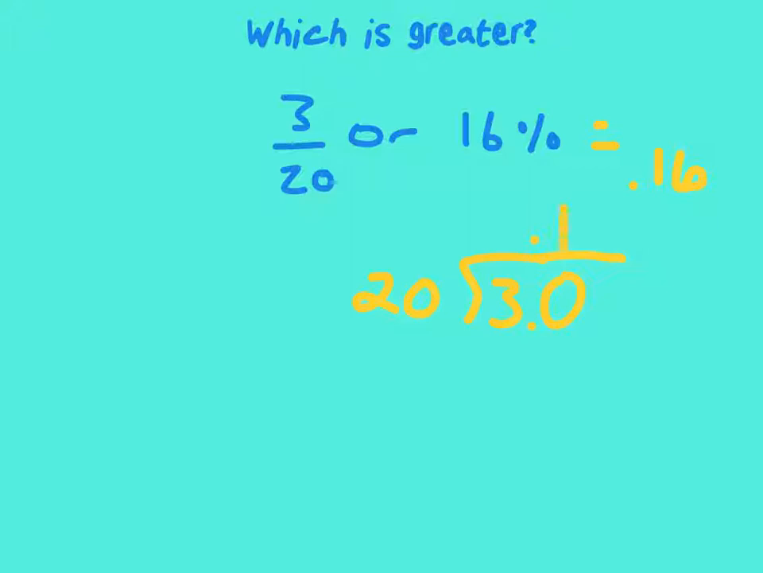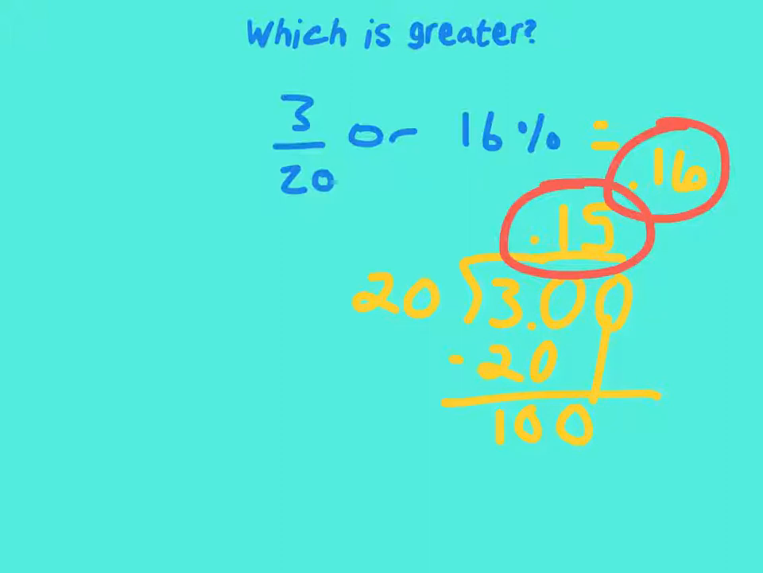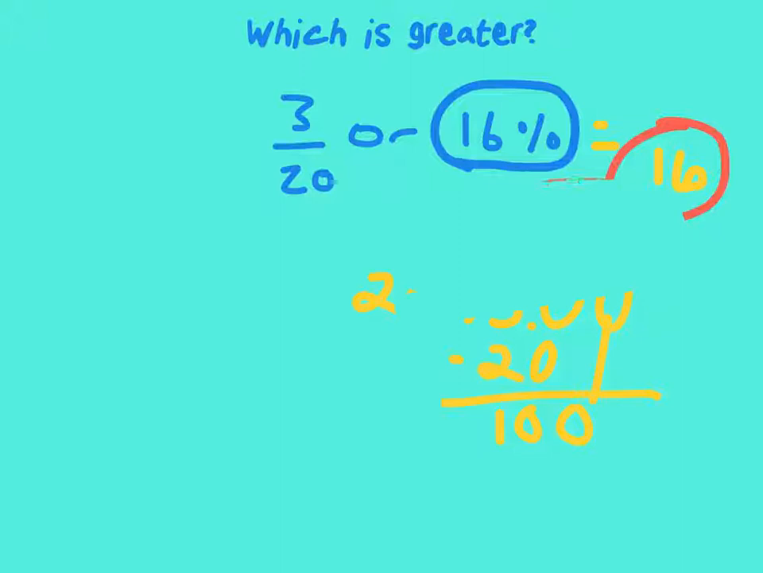20 goes into 30 one time. 20 times 1 is 20. Then we're going to subtract, add another 0. 20 goes into 100 5 times. And so I can stop right here because look at what I have. I have 0.15 here and 0.16 here. Which one is greater? The 0.16 is, so I know that 16% is going to be greater than 3 over 20. So if you wanted to change them both into decimals, that's how you would do that.